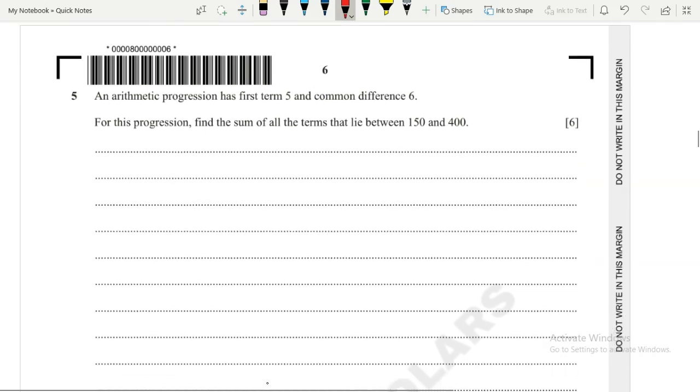Question number 5 says an arithmetic progression has the first term as 5, so this is your a, and the common difference is 6. For this progression, find the sum of all the terms that lie between 150 and 400.